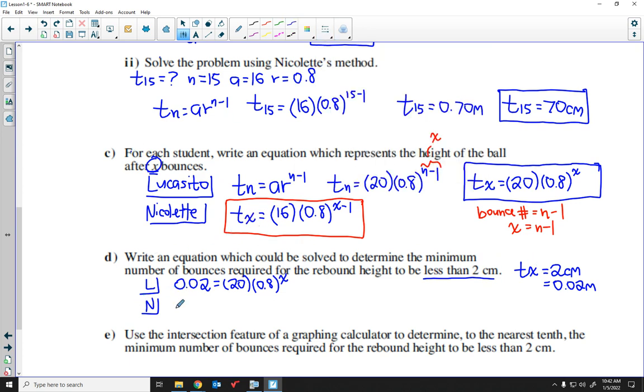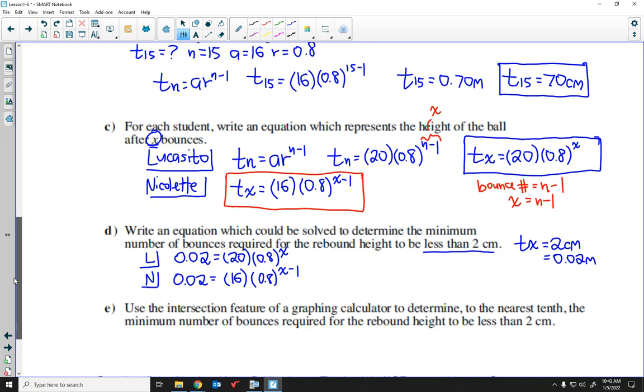So tx is going to be 0.02, and then 16, and then we're going to have 0.8, and then x minus 1. So those are two equations we could use to solve the bounce number for 2 centimeters. And like I said, we'll deal with the less than in just a moment.